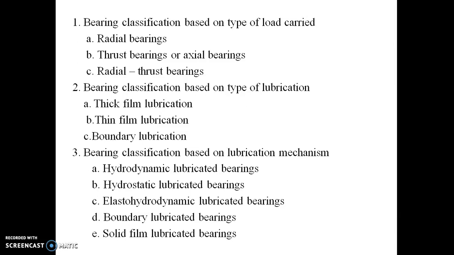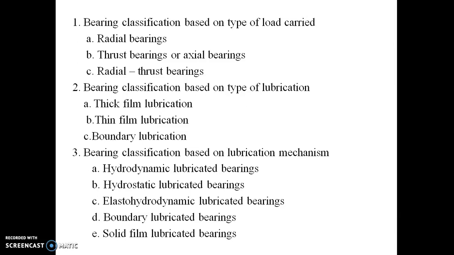The first one is radial bearing. In this bearing, the load is acting in a radial direction only. Second, thrust bearing or axial bearing. These bearings can take the load in axial direction only. And third one, the radial and thrust bearing. These bearings are capable of taking radial as well as the axial load.